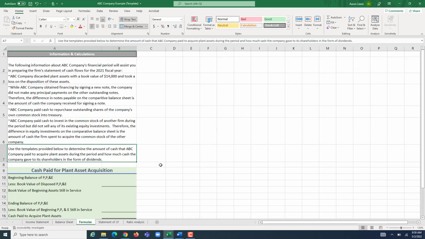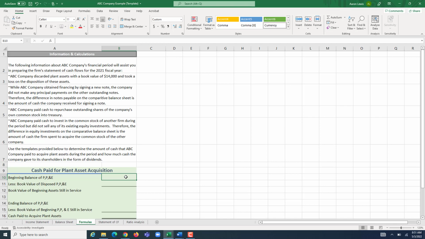And then we have some templates here because we need to figure out the amount of cash that we paid to acquire plant assets, and we also need to figure out the amount of cash that we paid for dividends. Let's start with plant assets. At the beginning of the 2021 business year, what was ABC Company's beginning balance of PP&E?